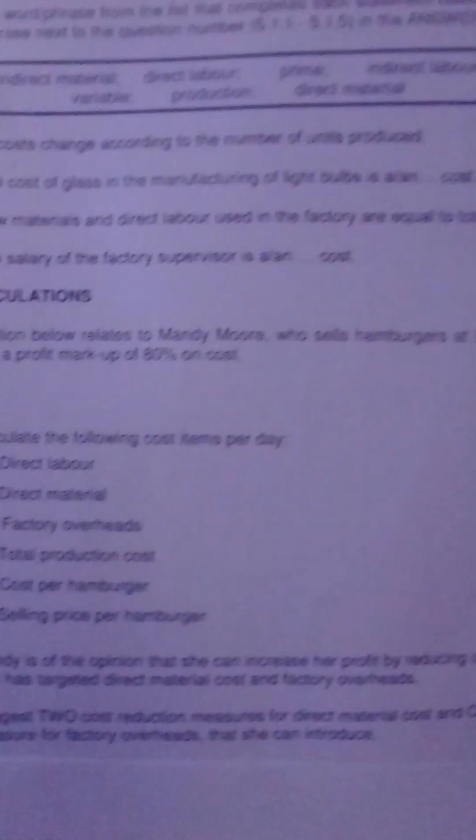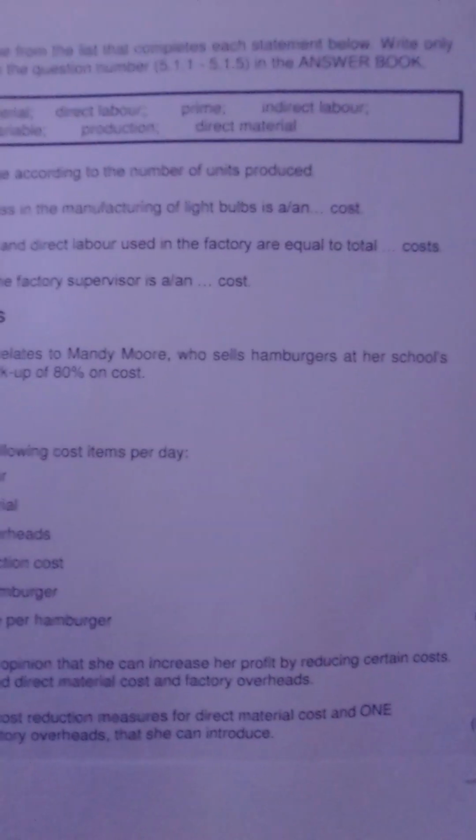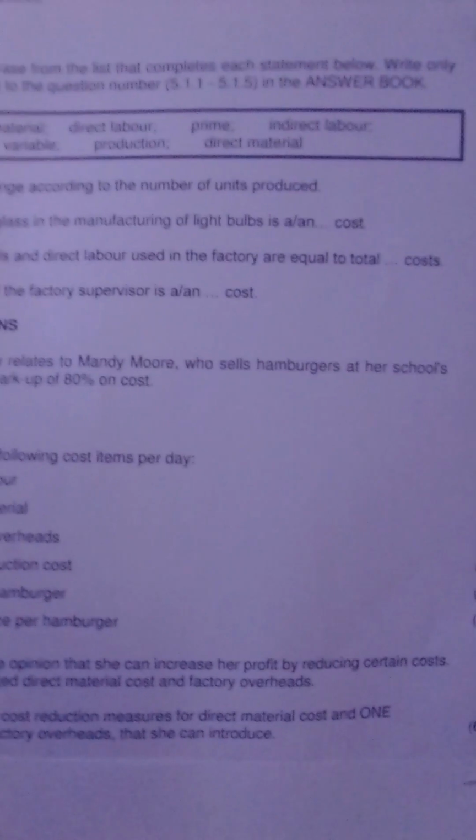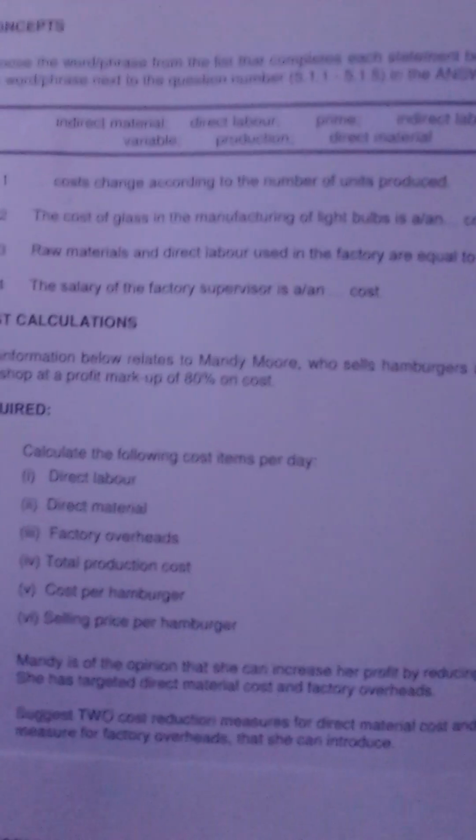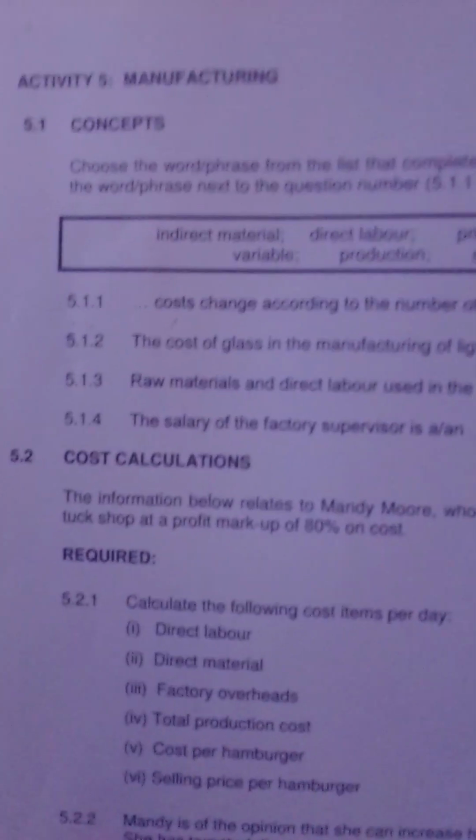And then number 5.1.3, raw materials and direct labor used in the factory are equal to total of what costs? The direct material cost and the direct labor cost, when we add them together, they give us what you call the prime cost. The prime cost.